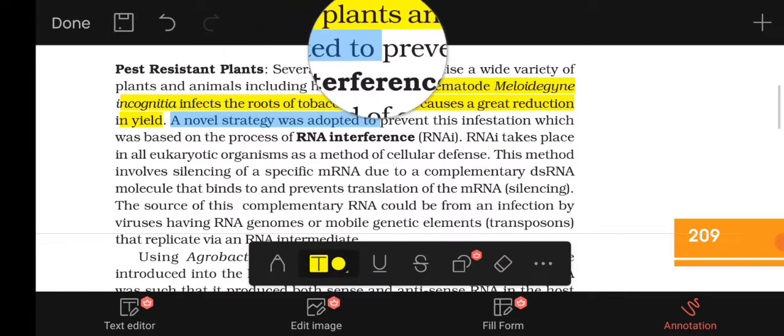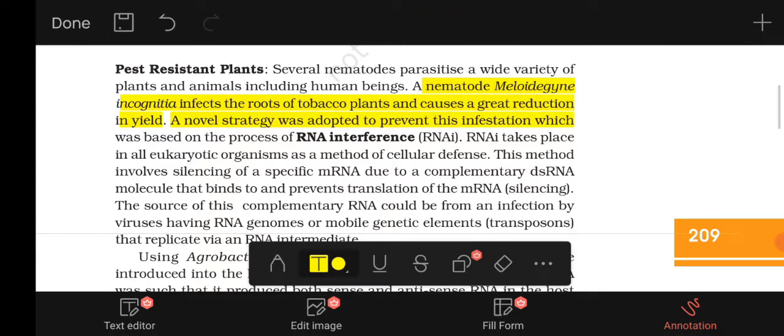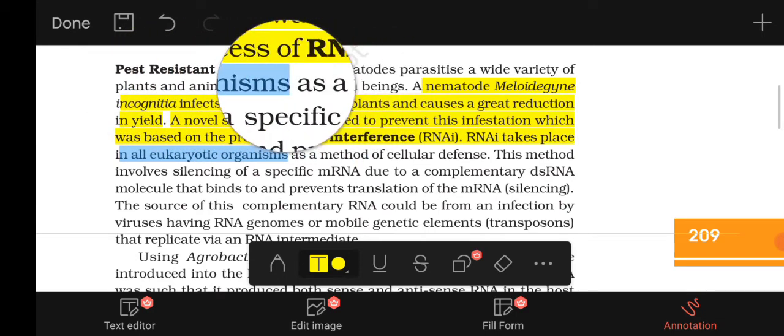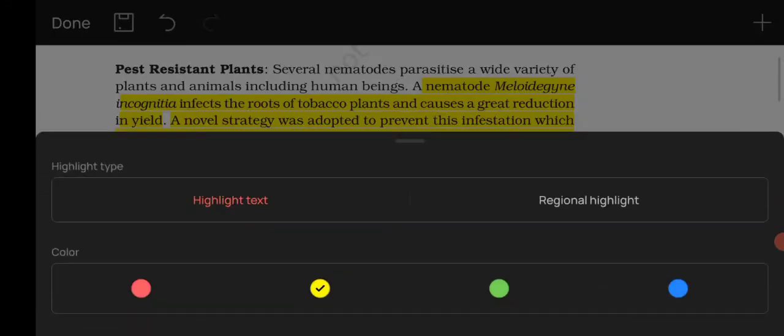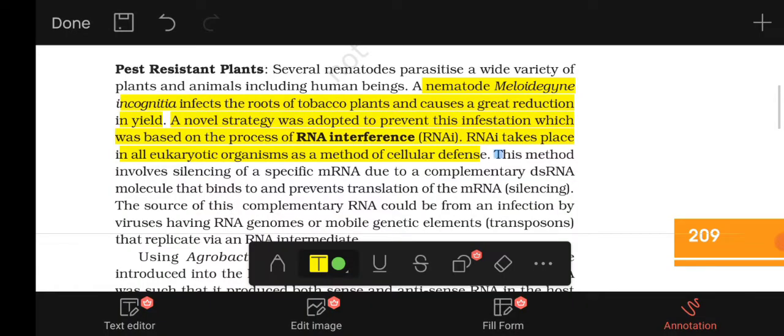So a novel strategy was adopted to prevent this infestation, which was based on the process of RNA interference, that is RNAi. RNA interference takes place in all the eukaryotic organisms as a method of cellular defense. So a question can come like, RNA interference takes place in all the eukaryotic organisms, give reason for that. The reason is it acts as a method of cellular defense, and the method involves silencing of a specific mRNA due to the complementary double-stranded RNA molecules that bind to it and prevent the translation of mRNA. So this prevention of this mRNA is called its silencing.